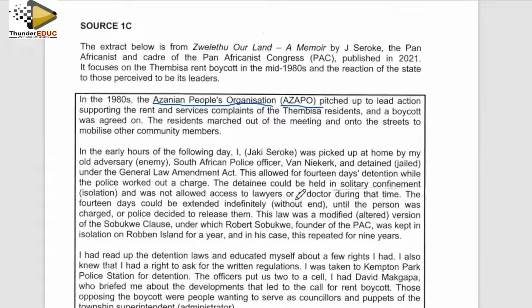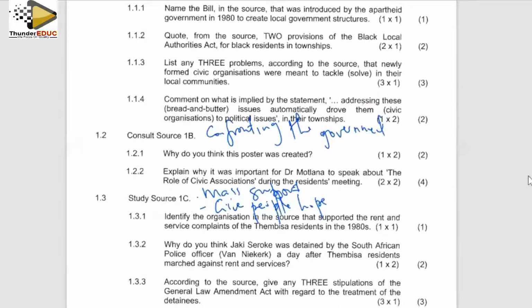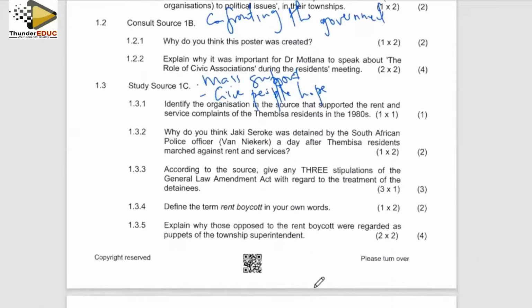So for the government to suppress, well, it was a way of repression. To suppress resistance through marches, they had to detain those who were purported to be the leaders of the marches. So basically, you can argue around those reasons as an argument to why he was detained by the police. Right. Let's move on to the next question.